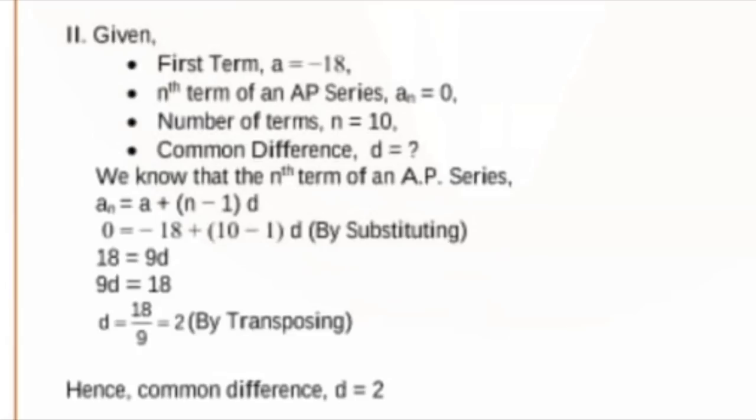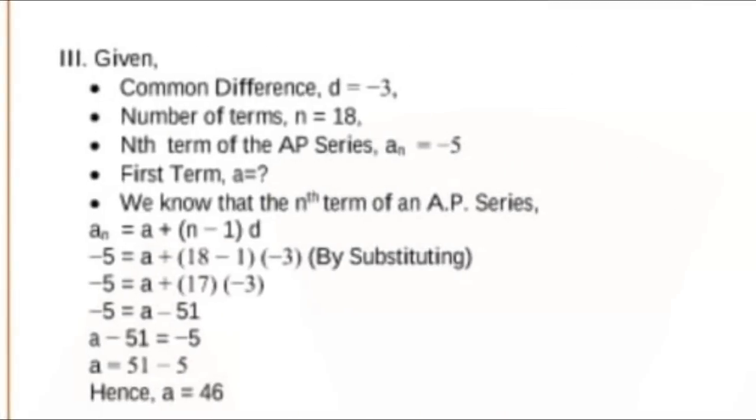Let us transpose minus 18 to the left hand side. It becomes 18 is equal to 9d, or we can write 9d is equal to 18. Therefore d is equal to 18 divided by 9, which is 2. So in the second part, the common difference is 2.